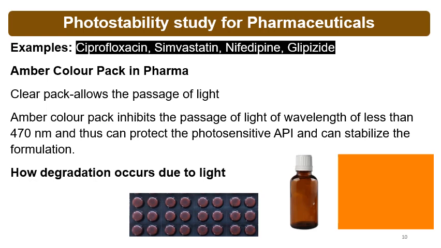The examples of photosensitive or light sensitive APIs are like ciprofloxacin, simvastatin, nifedipine, glipizide. Many of the APIs are photosensitive, and that's why the amber color packaging is used in the pharmaceutical formulations. The clear pack generally allows the light to pass through it, and that's why the light has the effect onto the formulation. The amber color pack inhibits the passage of light of wavelength of less than 470 nanometer, and thus it can protect the photosensitive APIs, and thus it has a stabilizing effect.